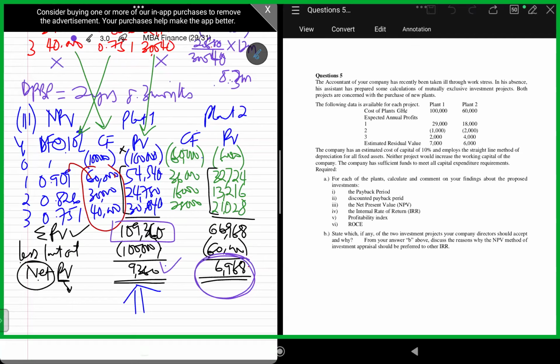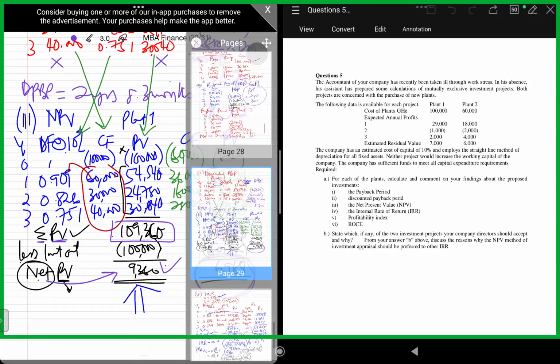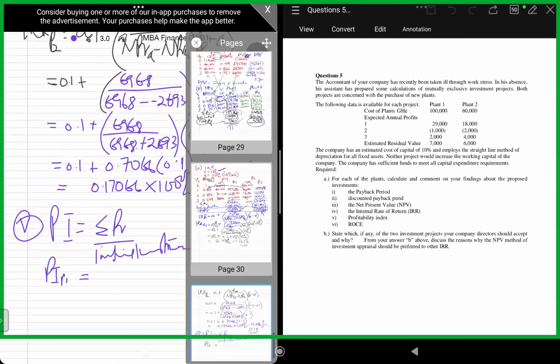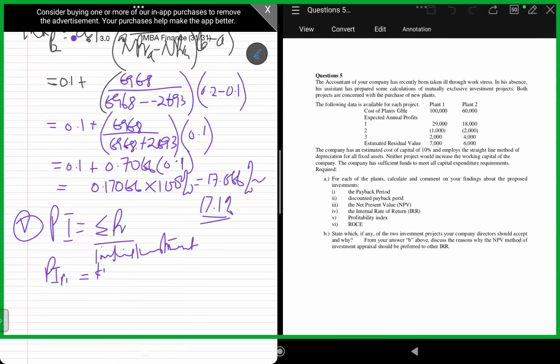The total PV for plant one, total PV, Sigma PV. Sigma means summation of PVs. That's 109,360. I'm not talking about the net PV. I said total PV. That'll be 109,360. So for plant one, 109,360. And what is the initial investment for plant one? 100,000.